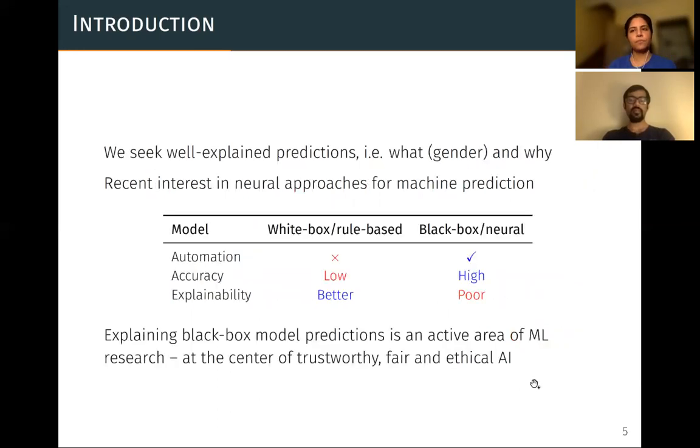Right. So to summarize, we compare rule-based models and neural models or black box models, which are more scalable and also more accurate in practice in terms of making predictions. However, the explainability is usually lacking in these approaches, and it's an active area of interest in general because it is at the core of making AI more trustworthy, fair, and ethical.